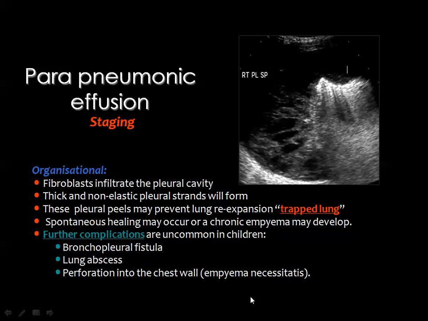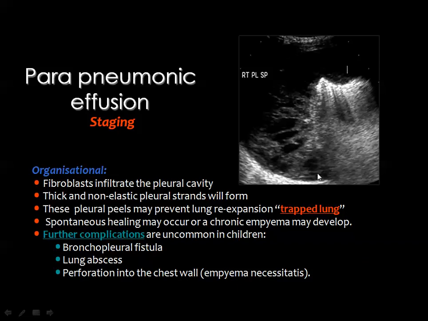And then the third stage of pleural collection, after the sterile stage and the fibrinous stage with the presence of fibrin bands, is the organizational stage, where fibroblasts infiltrate the pleural cavity with thick and non-elastic pleural strands, which will result in localization of the pleural fluid and trapping of the underlying lung.